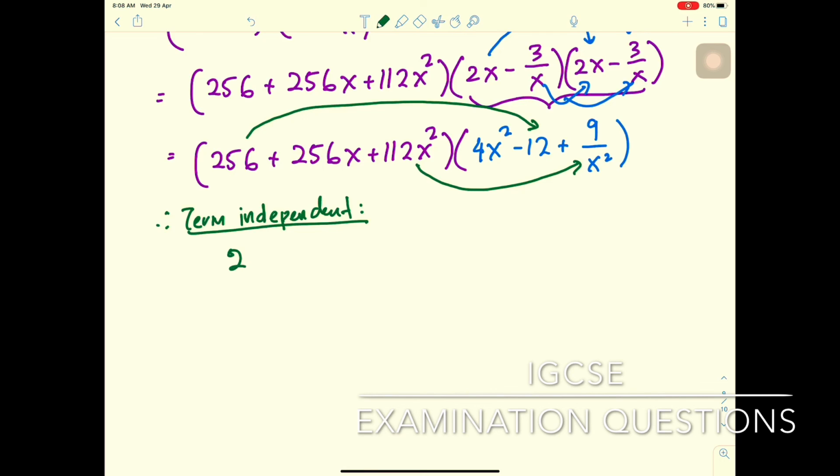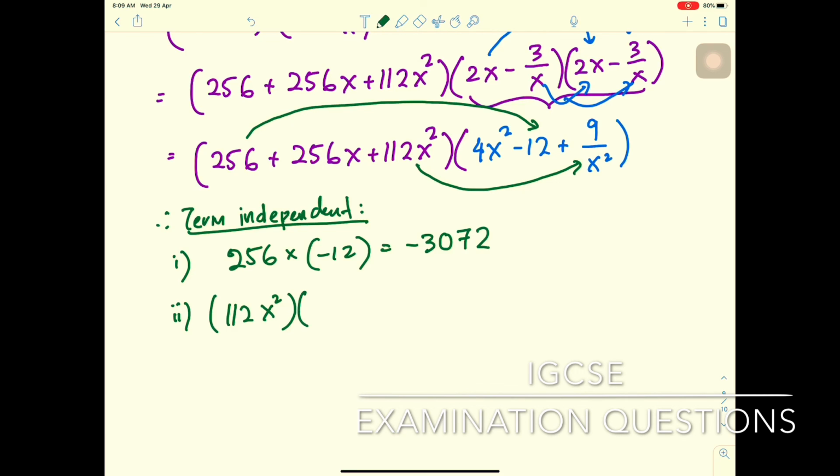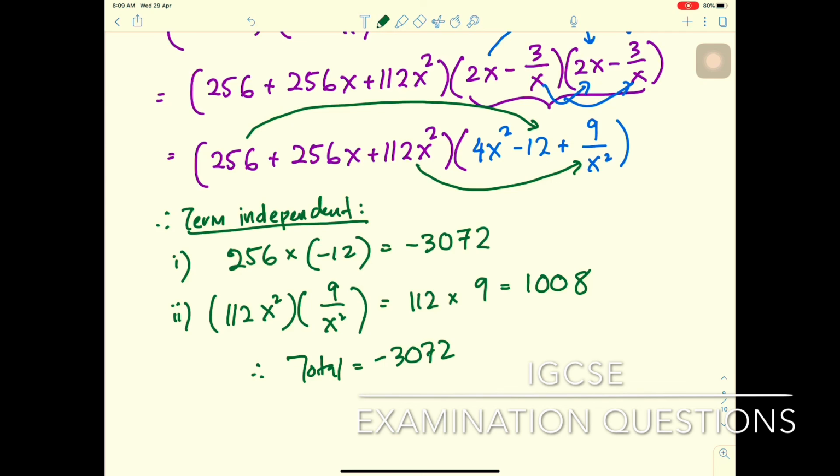So 256 times negative 12, you get negative 3072. This is the first one. The second one, 112x squared times 9 over x squared, so you get 112 times 9, which equals 1008. Therefore the summation of the two independent terms equals negative 3072 plus 1008, which equals negative 2064.